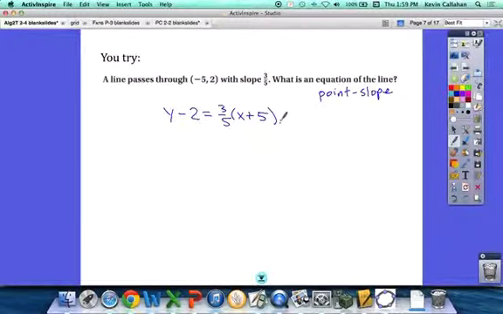What if you were asked to graph it? Solve for y and then use slope intercept? Do you have to do that? If you already know one point and the slope, you could still graph it right away. Just graph this point, negative 5, 2, and then use the slope of 3/5, which will go up 3 over 5. There's your second point.